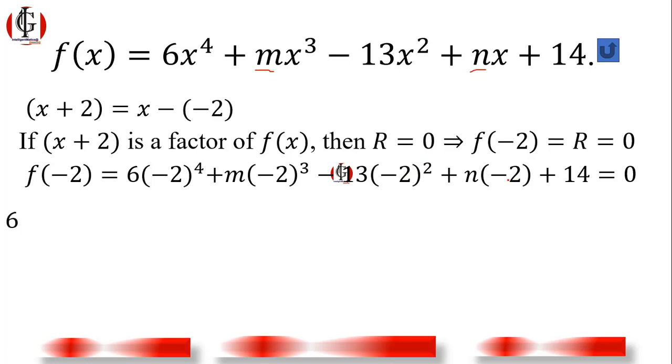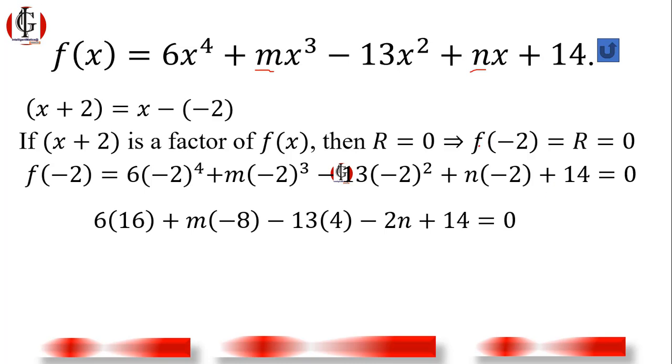So we are going to have 6 times 16 plus m times minus 8 minus 13 times 4, then minus 2n plus 14. So if we simplify further, 6 times 16 will give me 96. Then plus m times minus 8 will give me minus 8m. Minus 13 times 4 will give me minus 52. And minus 2n plus 14 equals 0.